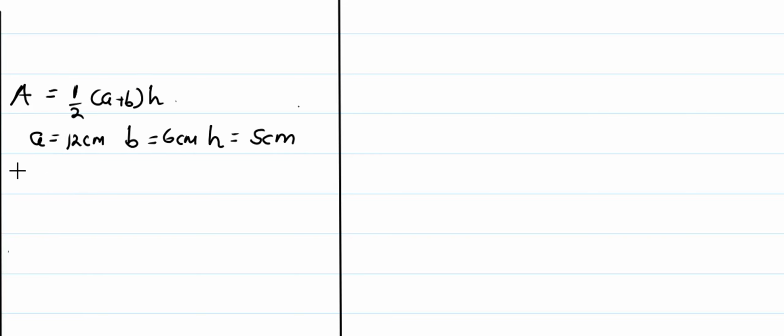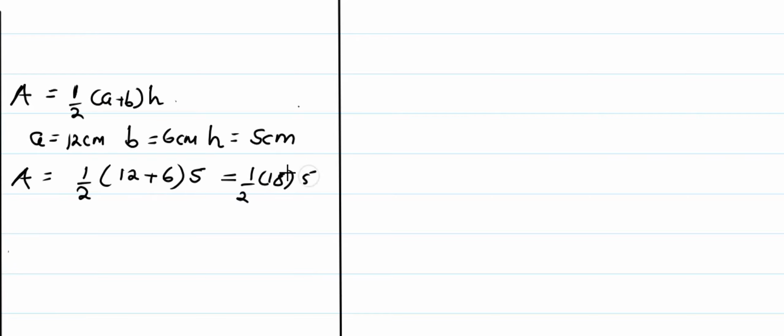So now the cross-sectional area becomes half of A, which is 12, plus B, which is 6, multiplied by H, which is 5. 12 plus 6 is 18. So it becomes half of 18 multiplied by 5. Half of 18 is 9, then multiplied by 5 is 45 centimeters squared. But that is the cross-sectional area. It is not the volume of the prism.